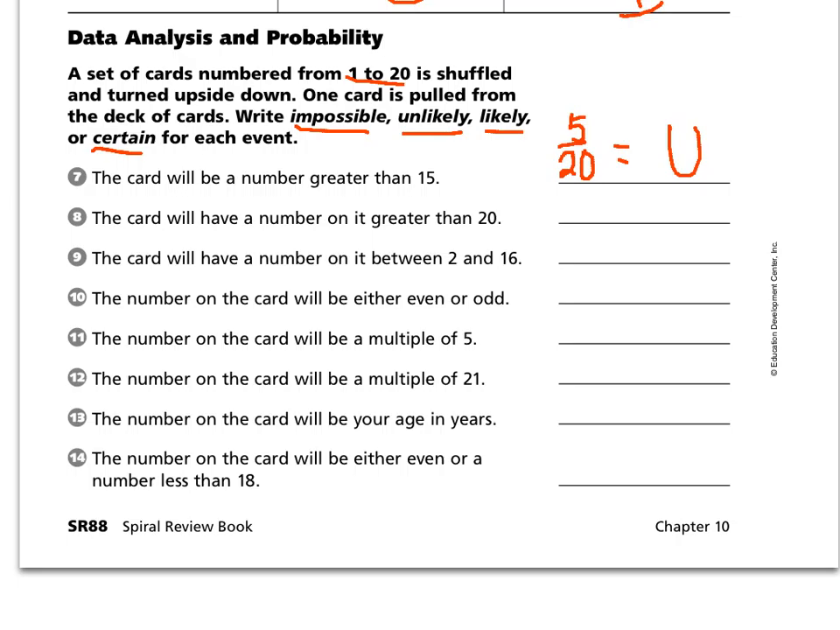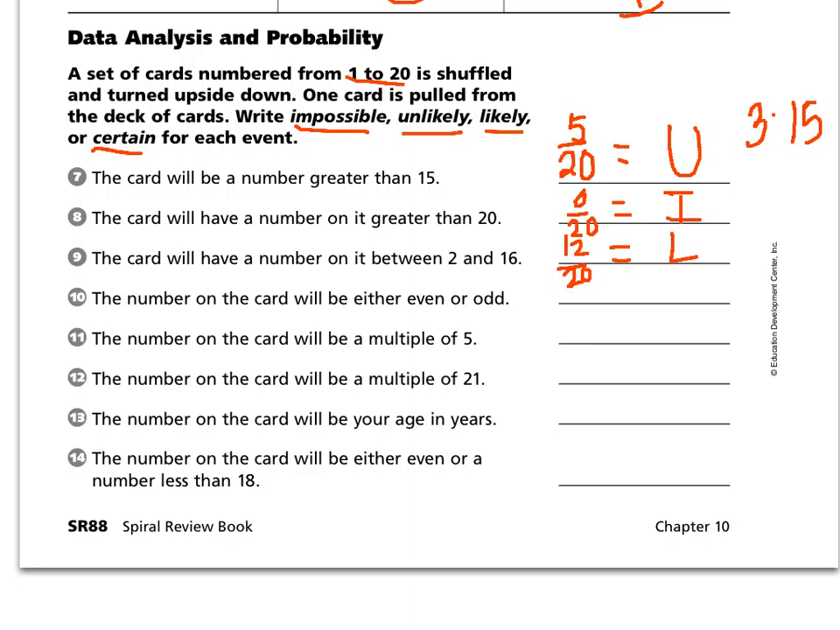The card will have a number on it that's greater than 20. That would be 0 out of 20 cards, so that would be impossible. The card will have a number on it between 2 and 16. Well, I know that numbers between 2 and 16 would be numbers 3 through 15, which is going to be 12 out of 20, which is more than half, so it would be likely.